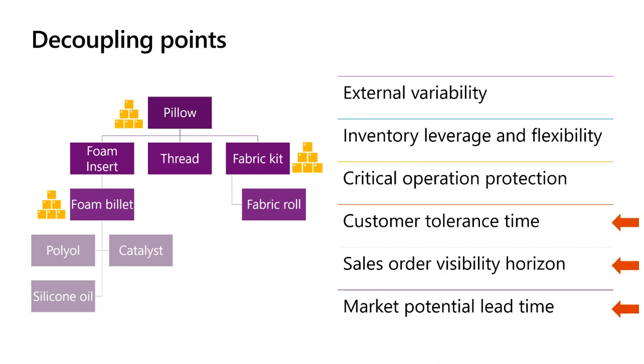Our next decoupling point is the finished good. We are choosing to set this as a decoupling point, firstly, because our customers have a very low tolerance time when we sell our pillows. Secondly, because our sales order visibility horizon is only a couple of days, if that, and we want to ensure that we have the inventory on hand when orders are placed in the system. We are also able to set a higher price when we can keep the lead time as short as 1 day or same day, which is what market potential lead time refers to, the ability to charge a higher price for a shorter lead time.